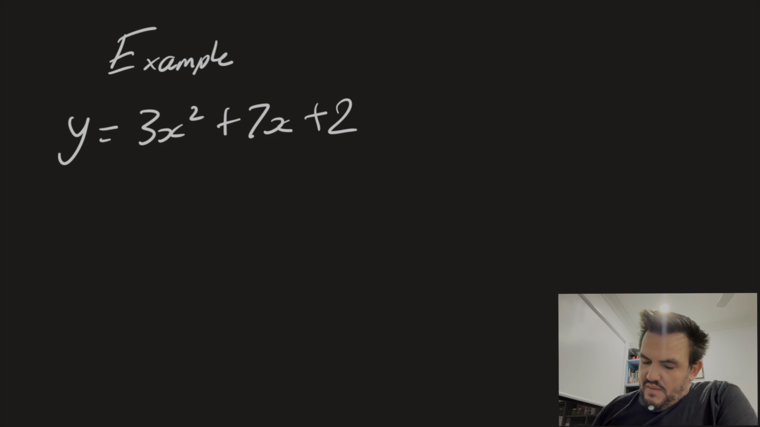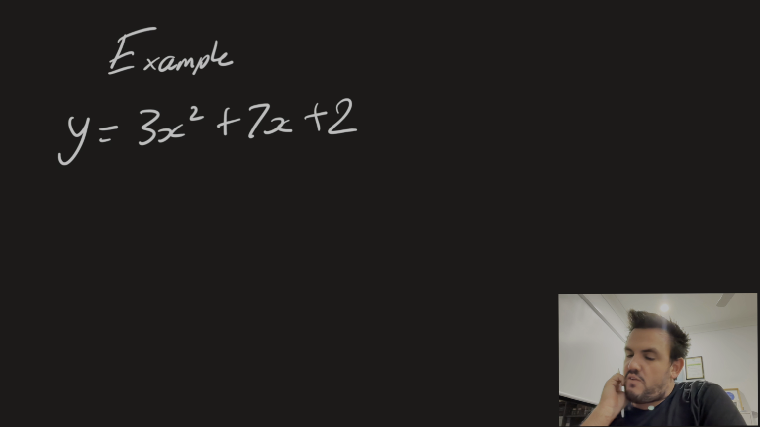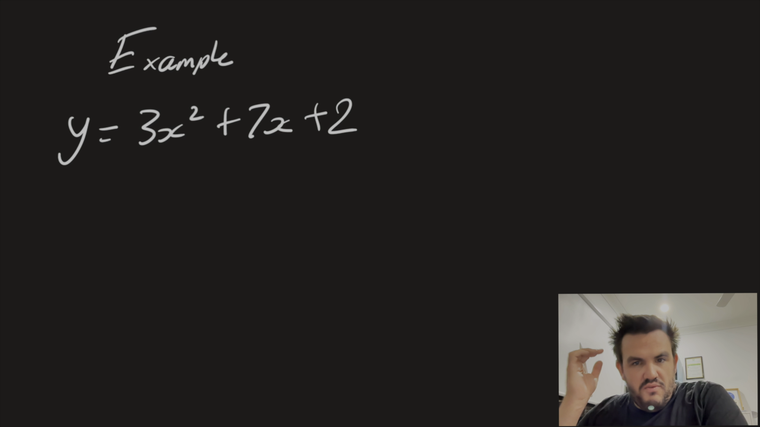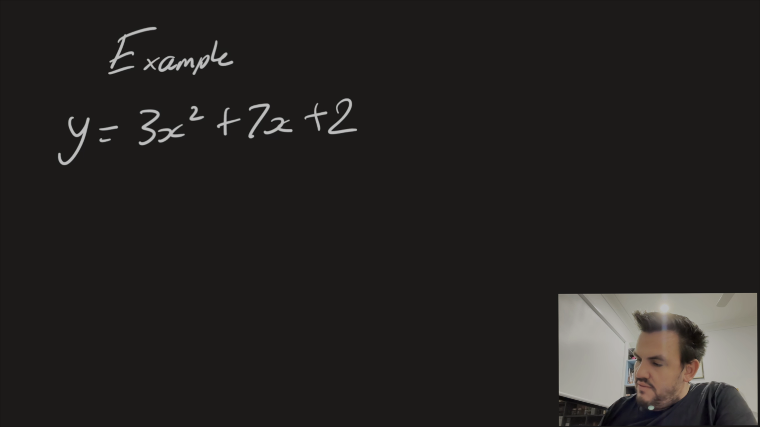All right, here's my example. Y is equal to 3x squared plus 7x plus 2. And we're going to have a look at trying to do that. Now, I'm going to step out those steps that are above, so that gives you a bit of an idea of how you can use that. Hopefully you've got them written down. Very, very handy to have written down.